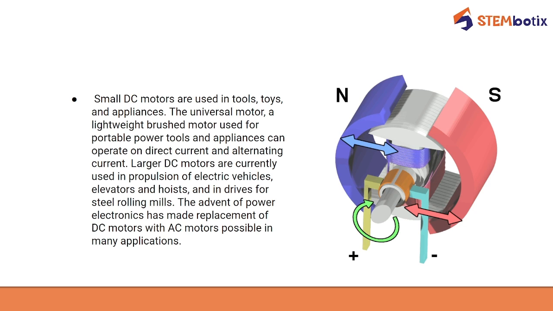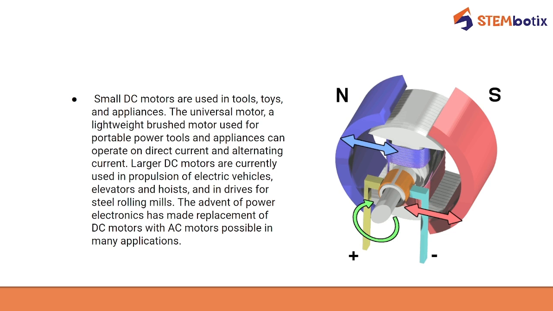So, there are some universal motors which are lightweight and brushed. They are able to operate on direct current and alternating current. The larger DC motors are currently used in propulsion of electric vehicles, elevators, and hoists, and in drives for steel rolling mills. So, these are the application areas of large DC motors.